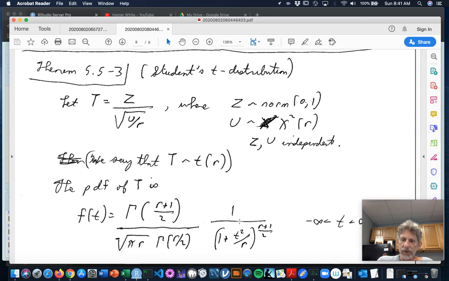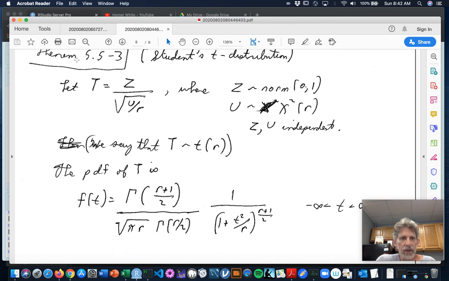And he wanted to publish his results, but his employers wanted to not let competitor brewers know that this great stuff had been developed by them. So they asked him to use a pseudonym, and he chose the name Student. So this is called Student's t-distribution.